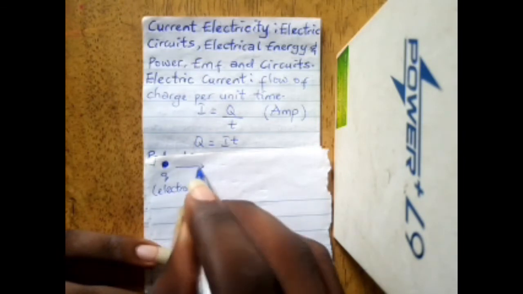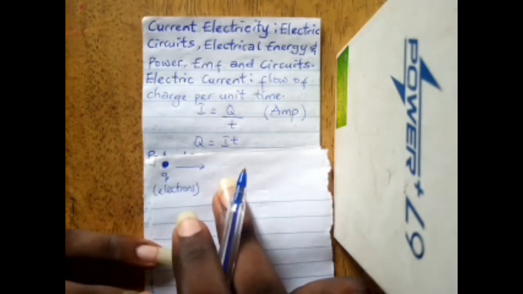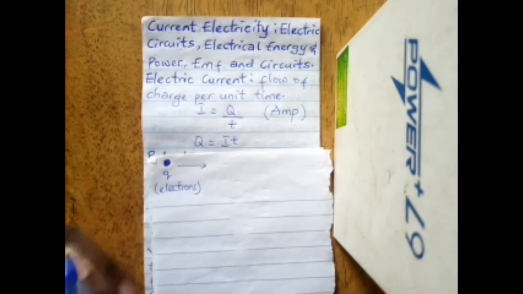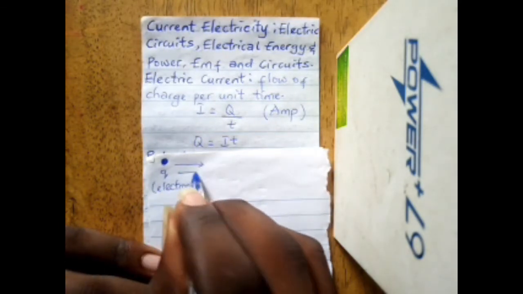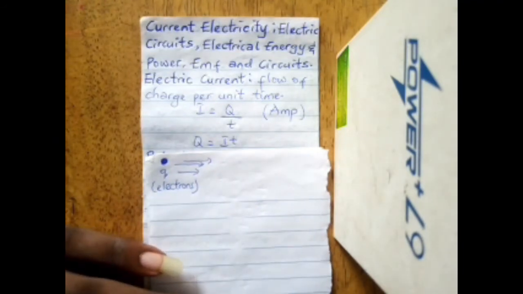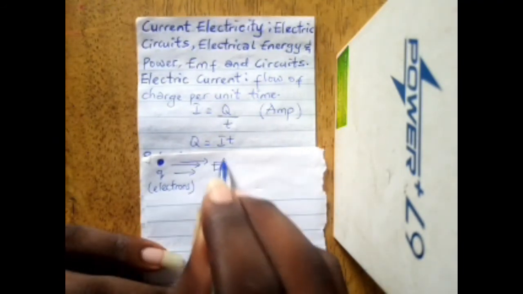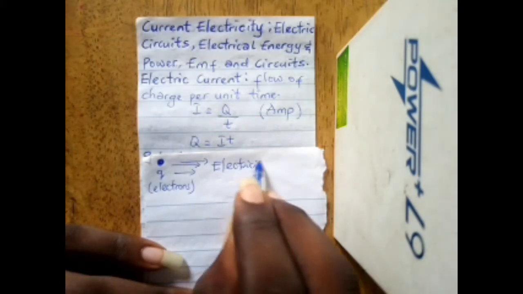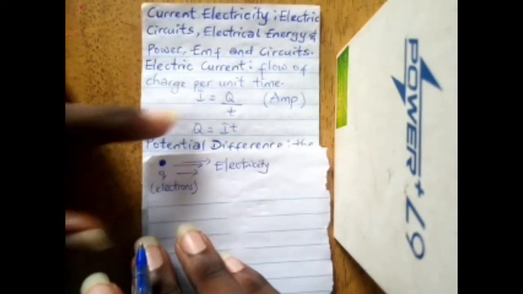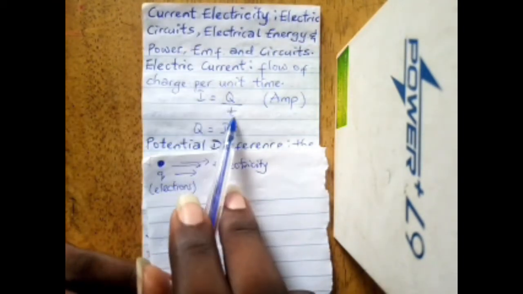This refers simply to the charge that flows per unit time. The continuous flow of such charges, which is the current, is what we refer to as electricity. So, the continuous flow of charges per unit time through a conductor is what we refer to as electricity. The formula for electric current is given as charge over time.